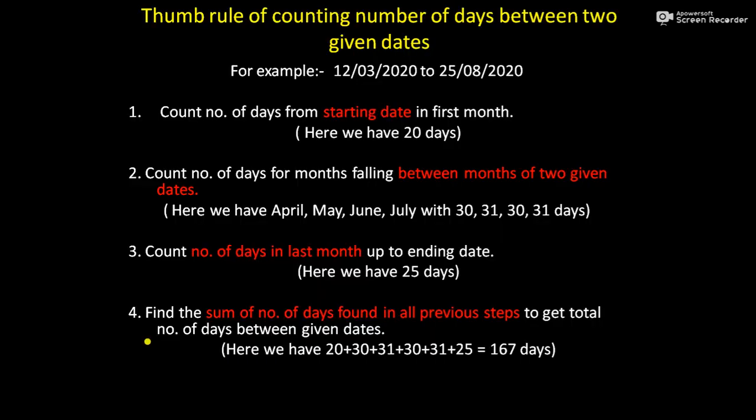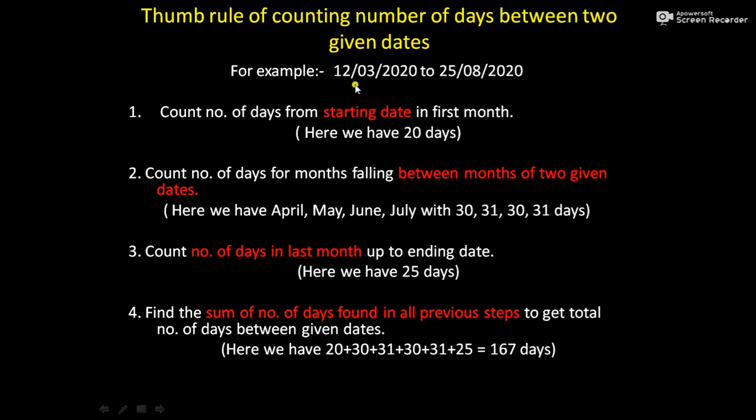Students, now we are going to discuss the thumb rule of counting the number of days between two given dates. Here I have taken an example. You see here this date is 12 March 2020 to 25 August 2020. So here you have to find the number of days between these two dates, including these two dates also.